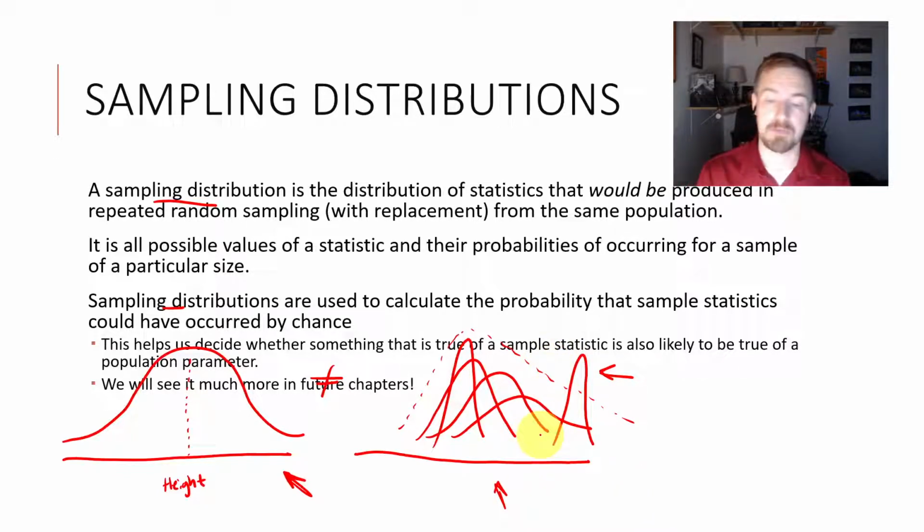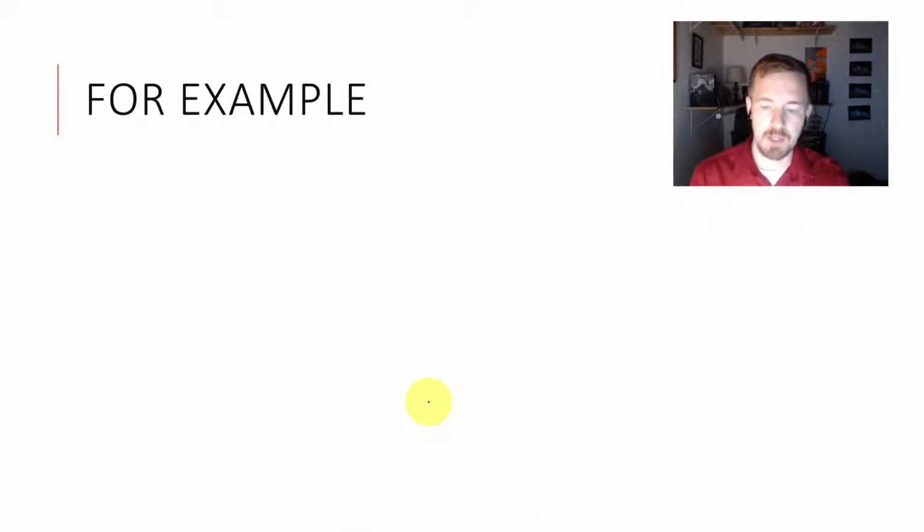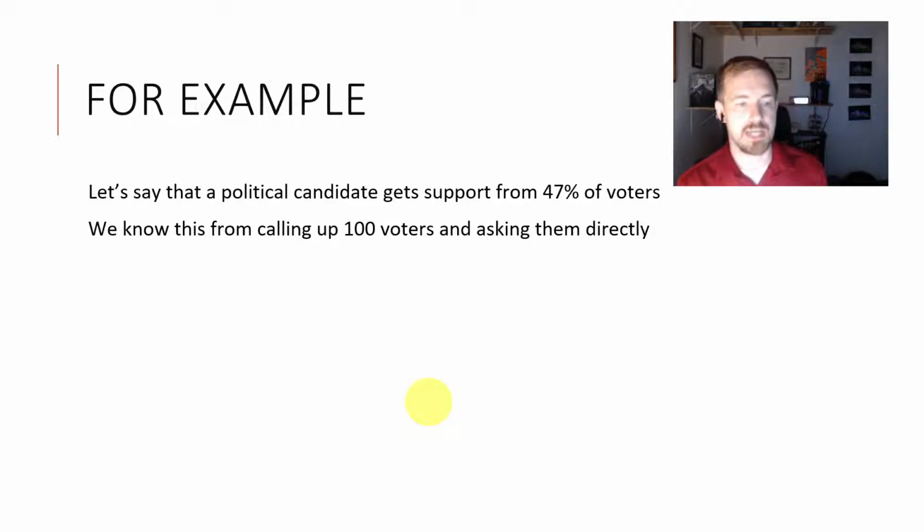And that's all important because in later chapters, when we start doing hypothesis testing, when we start looking at whether or not two groups are the same, or if two groups are different, this is what we're going to be relying on, this idea of a sampling distribution. All right, so let's go through an example here.